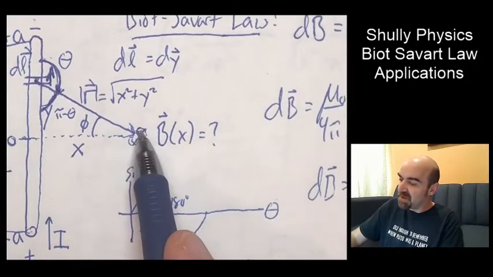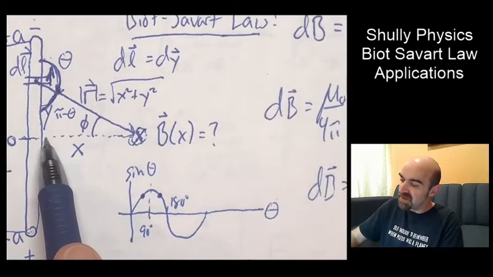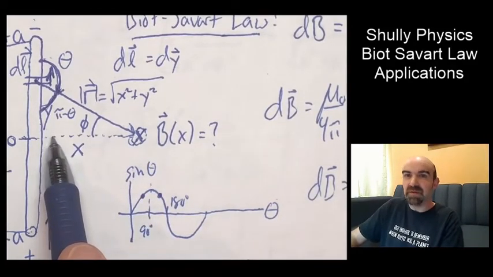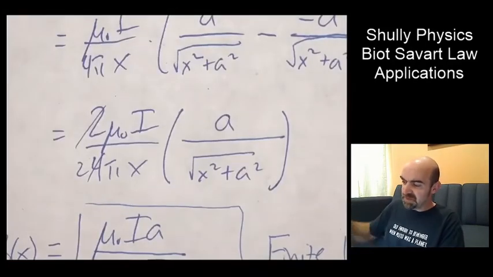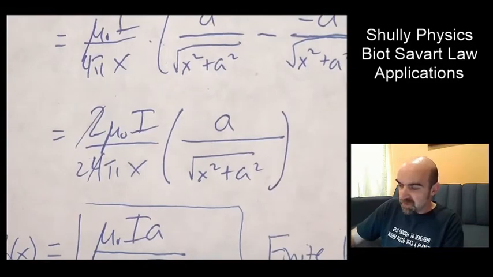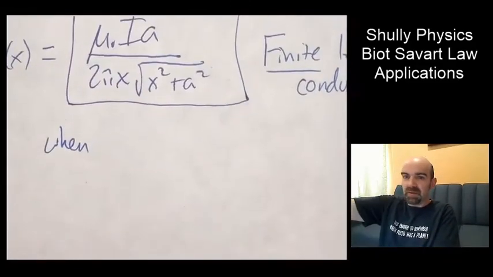When you bring a position close to this wire, x becomes very, very small compared to a. So let's apply that. When, zoom back out here.